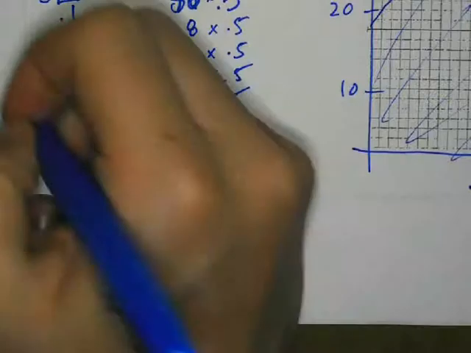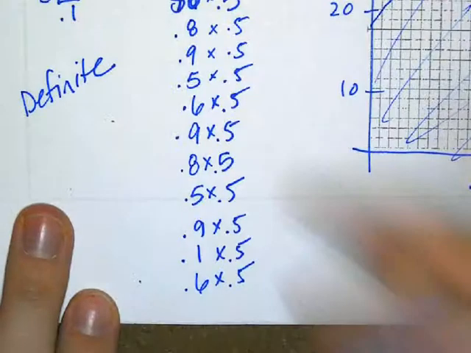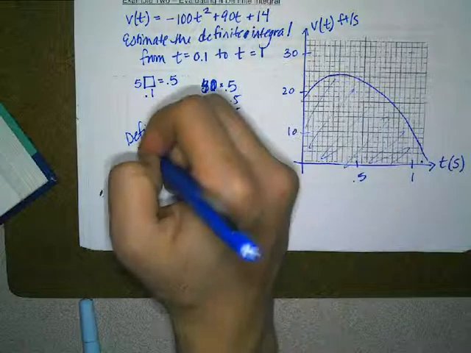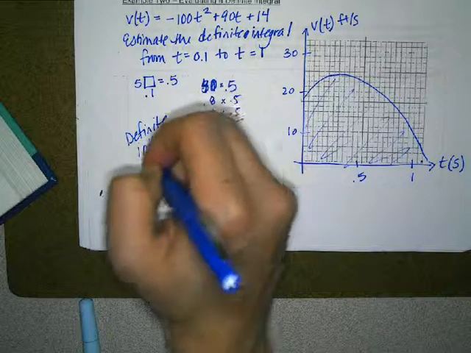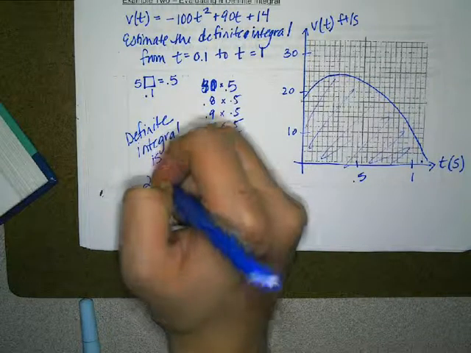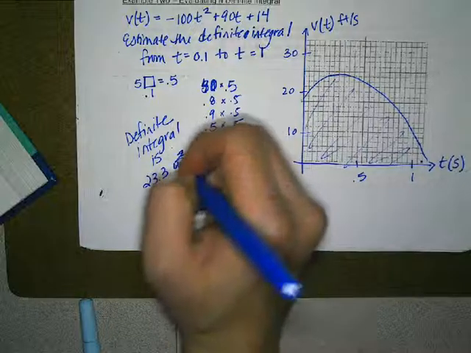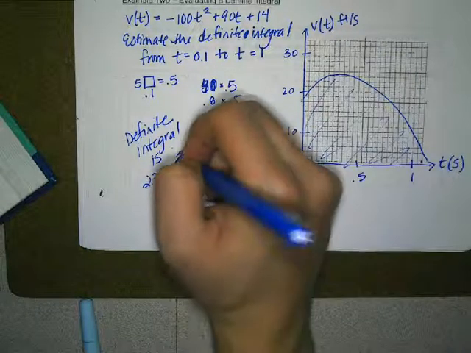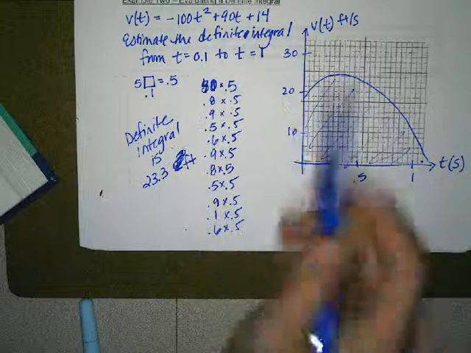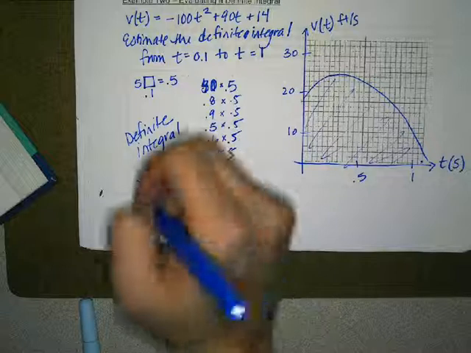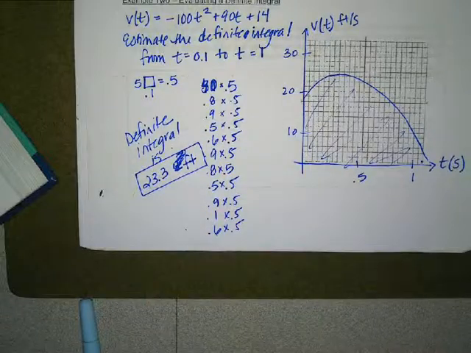So the definite integral is 23.3 units squared. Well, actually, in this case, since we have units, it's going to be feet, because you're multiplying all your feet per seconds by seconds. The seconds will cancel, just leaving you with feet. Okay, so we're going to really practice that tomorrow, but you're done with notes for today.